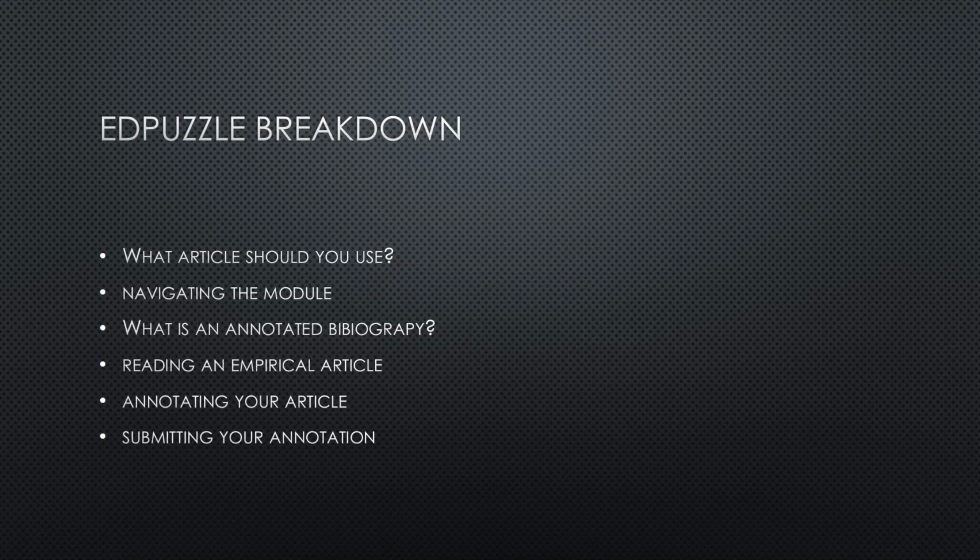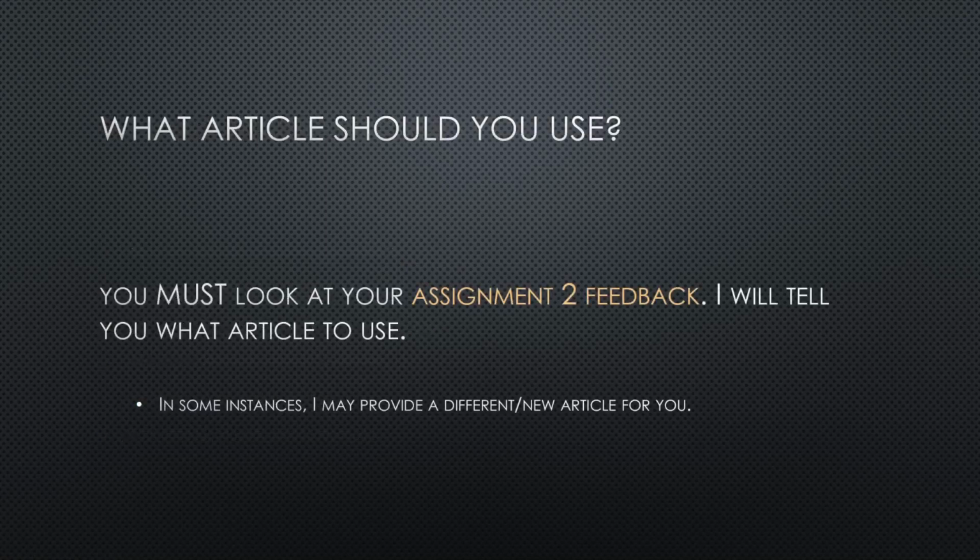Then we'll just generally go over what an annotated bibliography is, how to get through reading the article that you'll be annotating and summarizing, and then actually producing the annotated bibliography and submitting it through Turnitin. And finally, we'll take a look at the grading rubric before we finish this Edpuzzle up today.